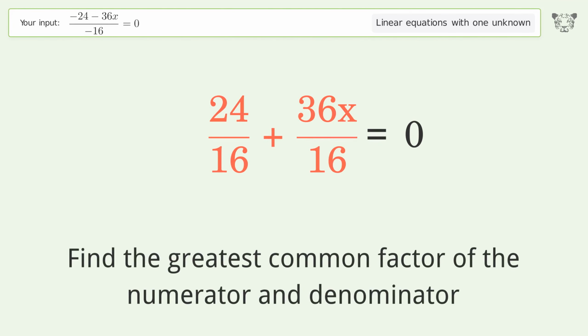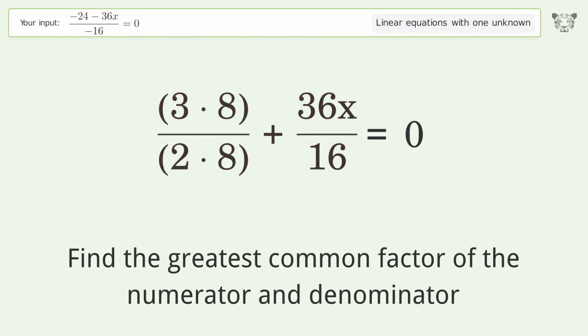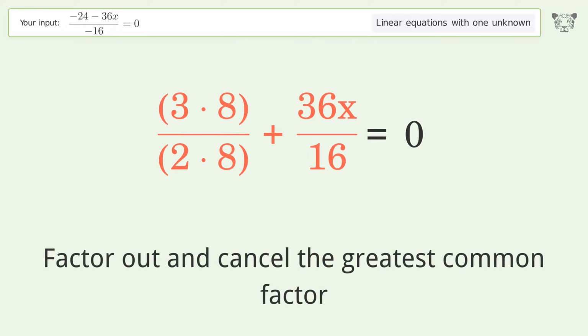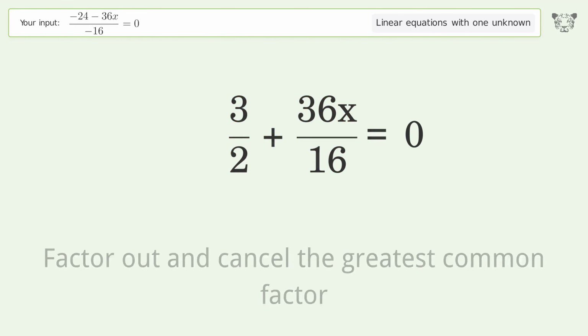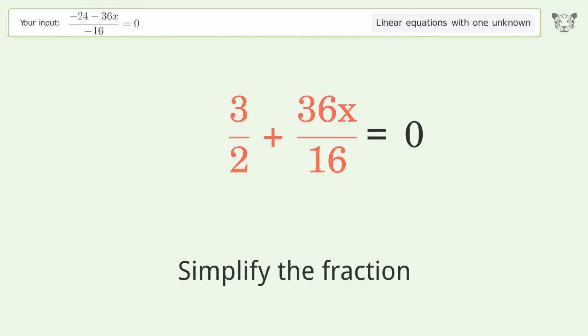Find the greatest common factor of the numerator and denominator. Factor out and cancel the greatest common factor. Simplify the fraction.